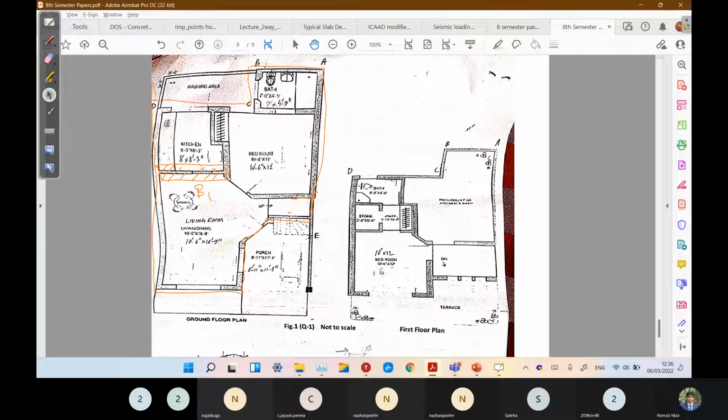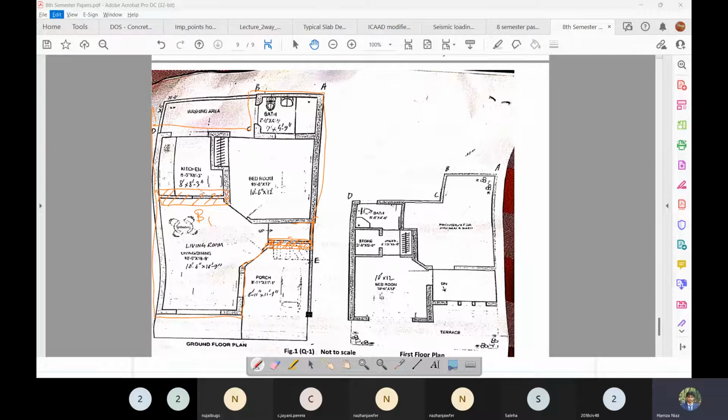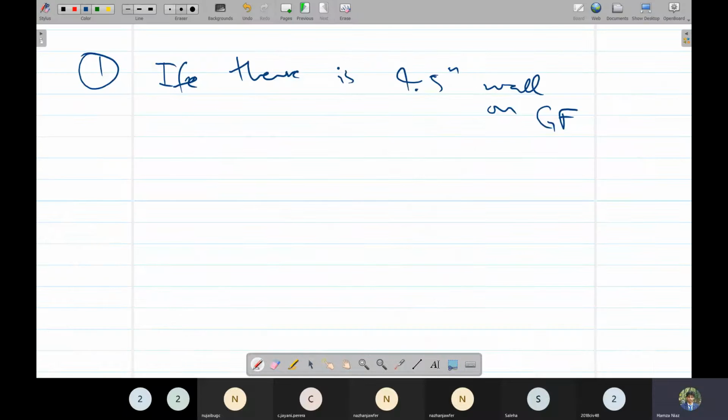Second, is there any other 4.5 inch wall here? This one. This stair wall is 4.5 inches, so we require a beam here also, in the middle of the stairs. So a second beam would be required here. So the first rule is that we have to draw a beam wherever there is a 4.5 inch wall on the ground floor.